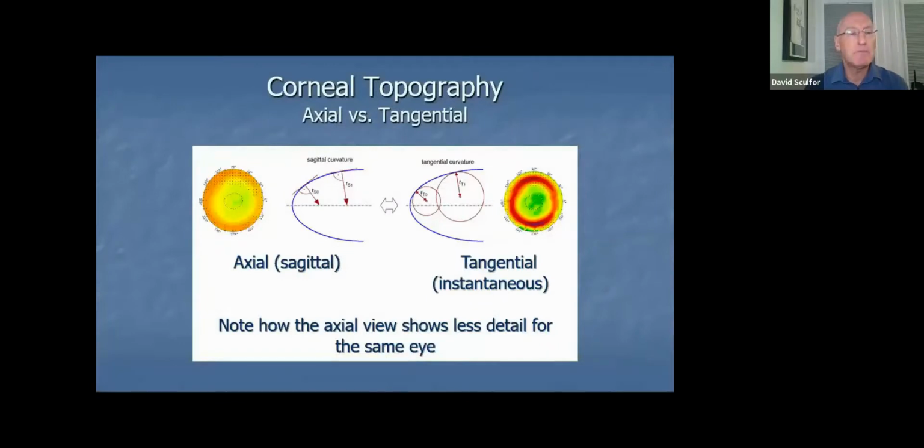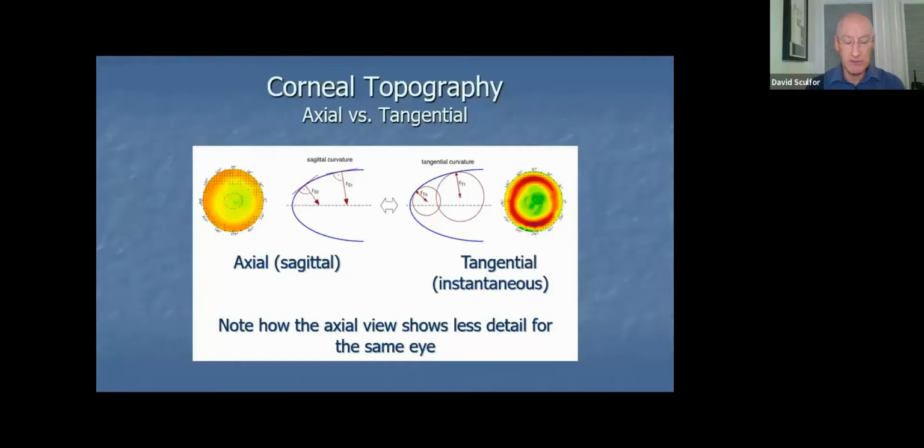Here's two representations of the same cornea. This is the one that we saw earlier in the 3D map. On the left we have the axial sagittal map, and you can see there that it's quite a smooth surface, not very much noise in it, but it does tend to rather underplay the local variations. On the other hand, on the right hand side we've got the tangential or instantaneous map. You can see there's a lot more noise in it, but also a lot more detail as well.